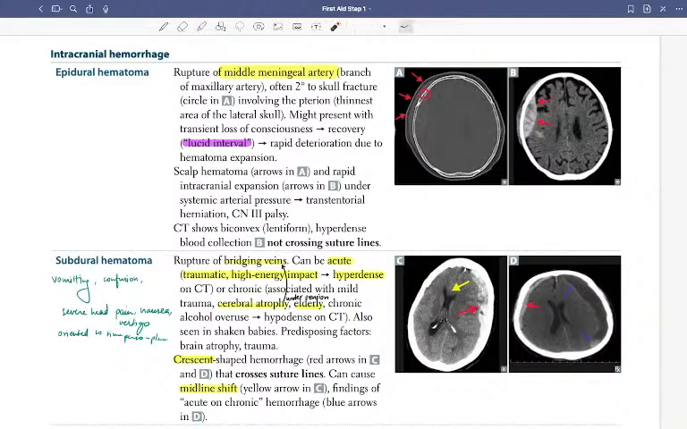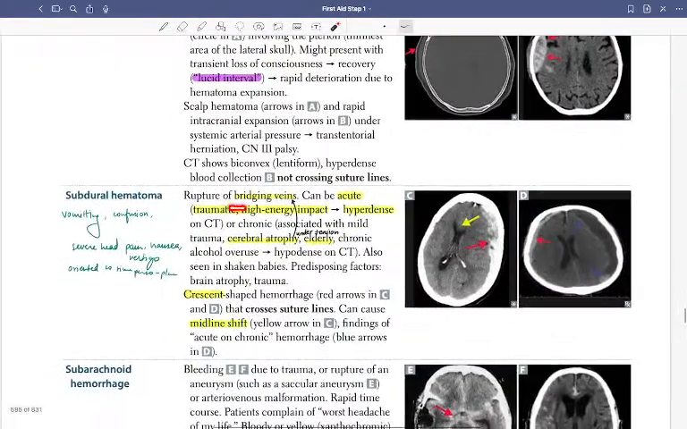Cranial nerve 3 palsy, that is epidural hematoma, and subdural may be obviously bridging vein, traumatic, hyperdense. All that is okay, and chronic associated with trauma, cerebral atrophy. Hypotension, CT, shaken baby syndrome, predisposing factor is brain atrophy. Crescent shape, crosses the suture lines, can cause midline shift. Okay, acute and chronic hemorrhage. Okay, another important thing is the swirl sign.